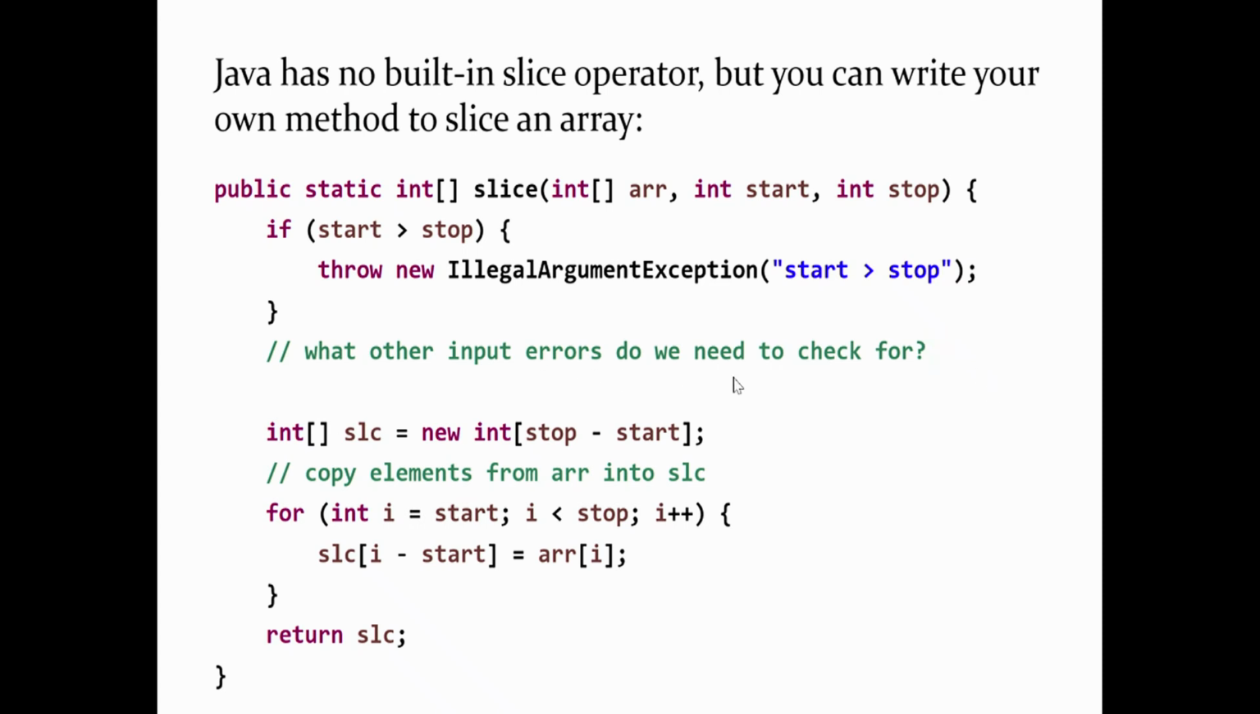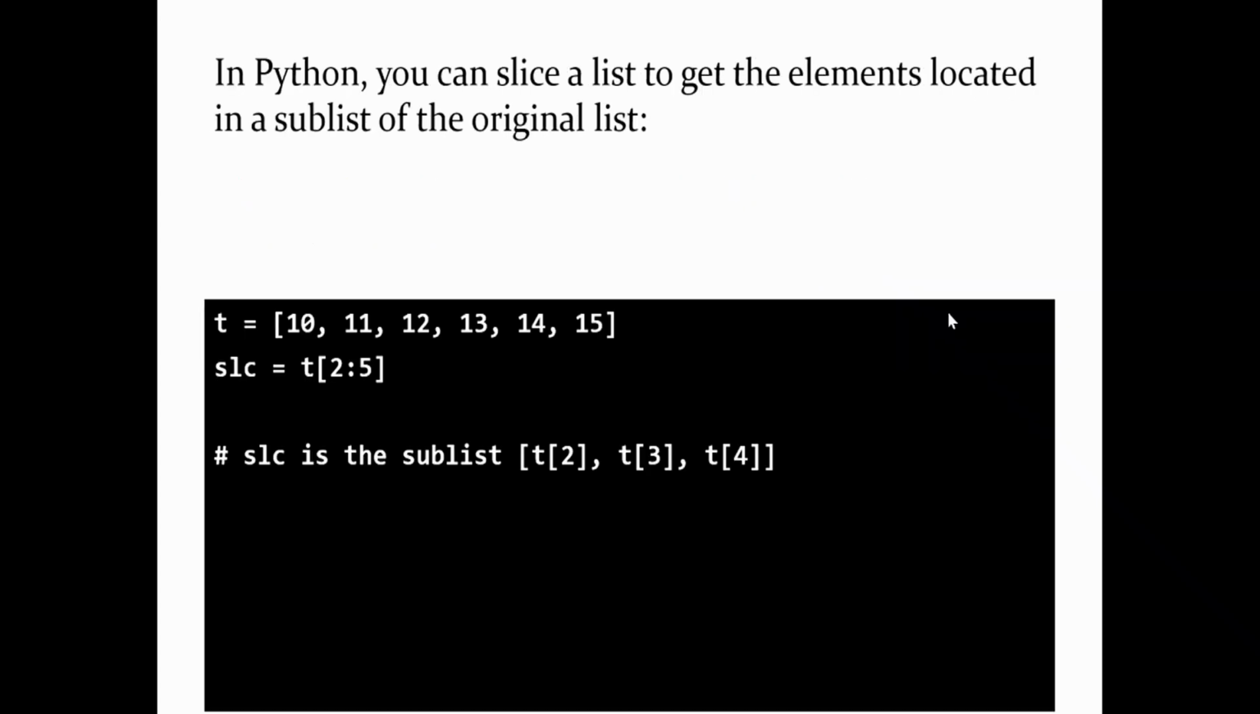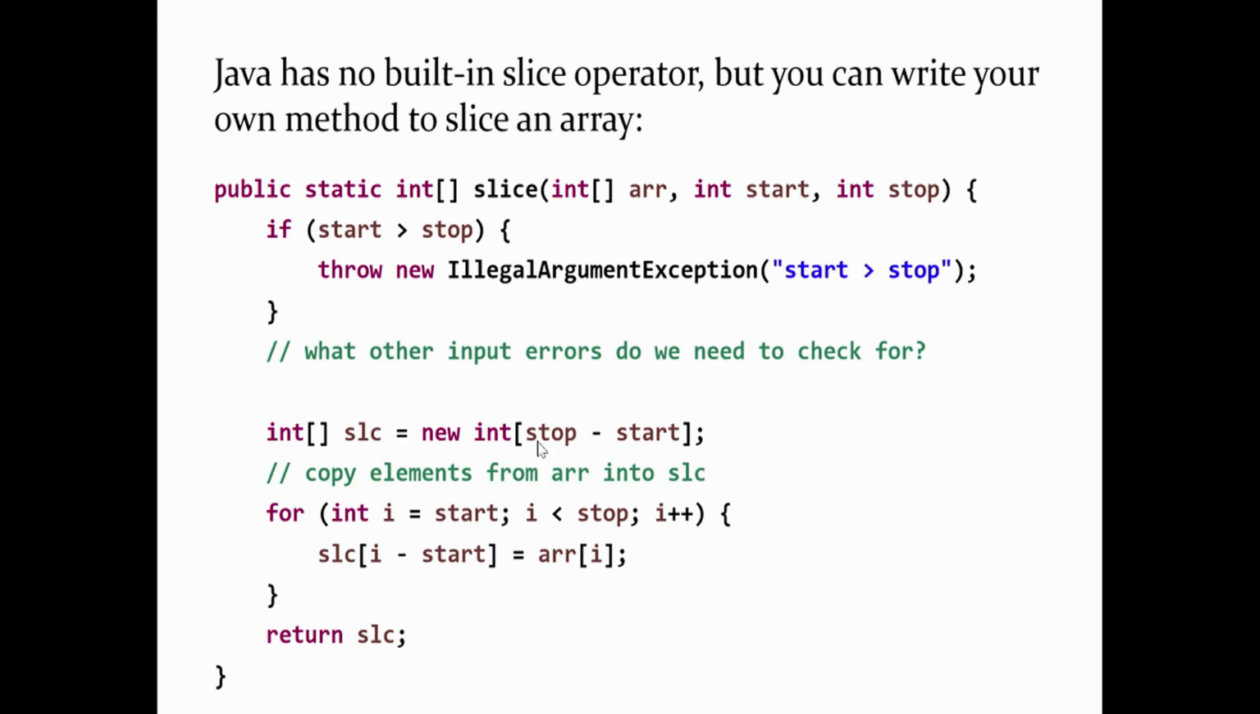How does the rest of this work? Well, I need to make the array that contains the slice. So there's my array that contains the slice. How long is the array? Well, let's go back here. If I do 5 minus 2, that gives me 3. And there are, in fact, 3 elements in the slice. So how many elements are in the slice? Well, it's stop minus start in this case.